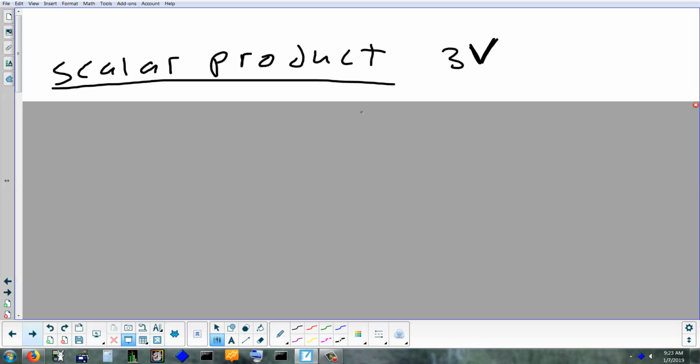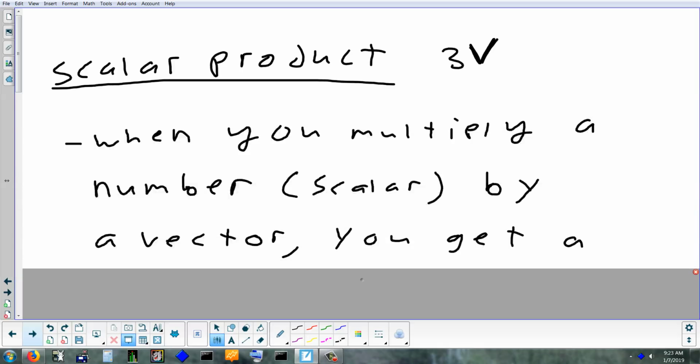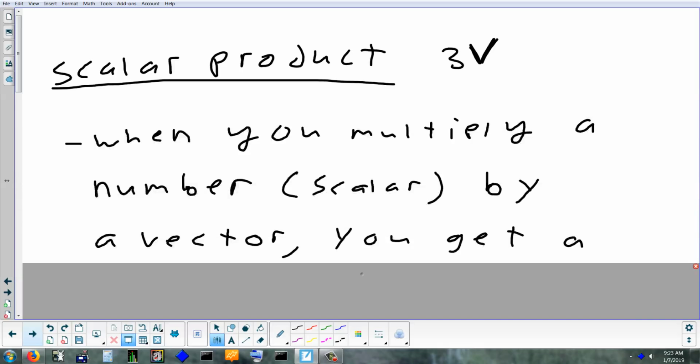So scalar product is when you multiply a number by a vector. Not a vector times a vector. Number times vector. Now there's 3 things that could happen. Joe just named one of them. The vector could get longer. In the case of 3v, it gets 3 times as long. What else could happen to a vector when you scale it, besides getting longer?